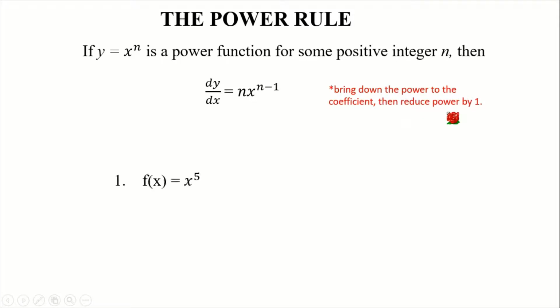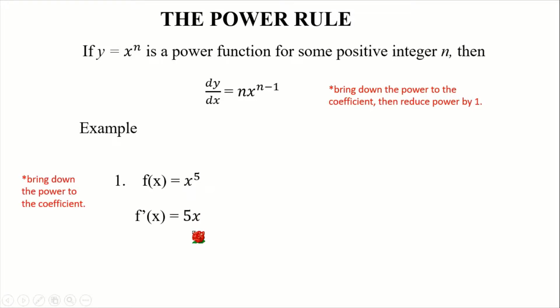So for example, we have f of x is equal to x raised to the 5th power. So yung exponent natin is 5. Sabi, bring down the power. So ibababa natin yung power dito sa tabi ni x. So magiging 5x, and then i-reduce natin yung power ng 1. So we have 5 minus 1. Okay, so yung exponent natin, i-reduce natin ng 1. Okay, so to simplify, we have 5x raised to the 4th power.